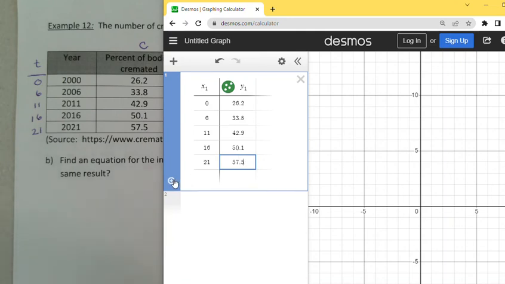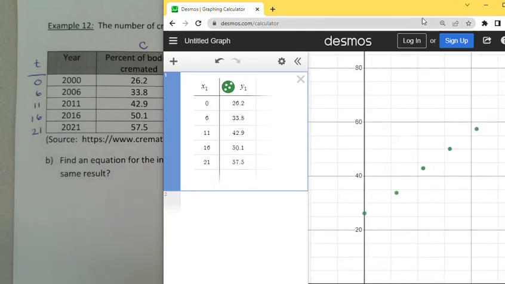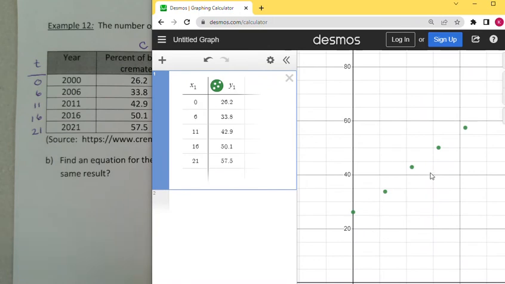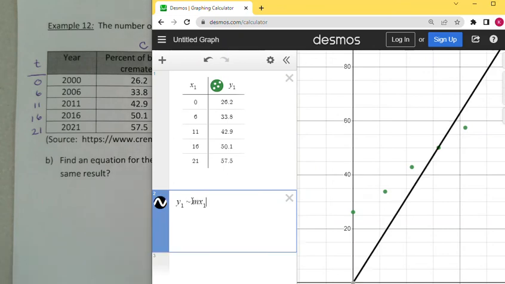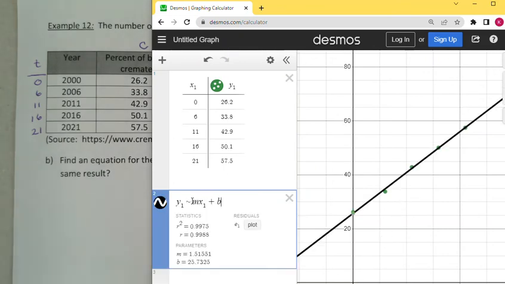All right, so looking at that, it looks to me like a linear model would work quite well. Looks like those points line up pretty nicely, in fact, as a pretty straight line. So let's go ahead and get our linear model here. That was mx1 plus b. Been a little while since we've used that one. And we can see visually, yeah, it looks pretty good. The r squared is great, so I'm pretty comfortable with that.